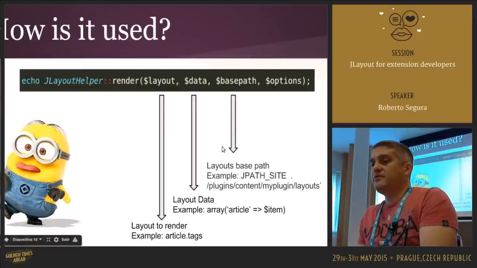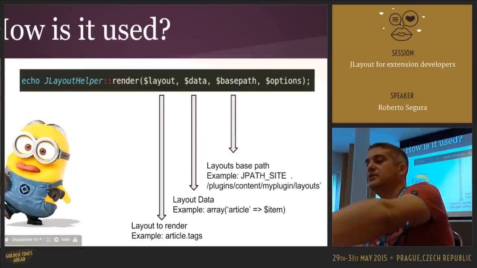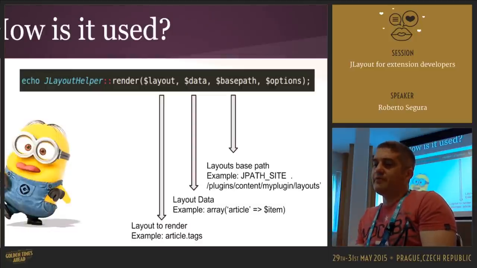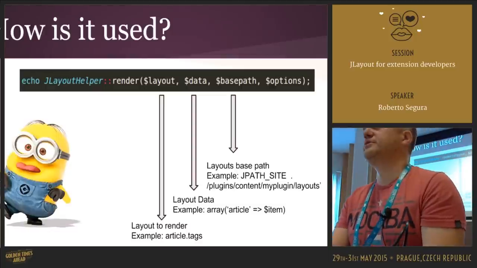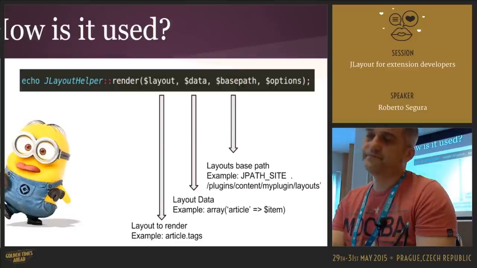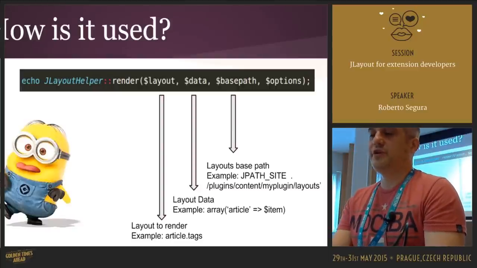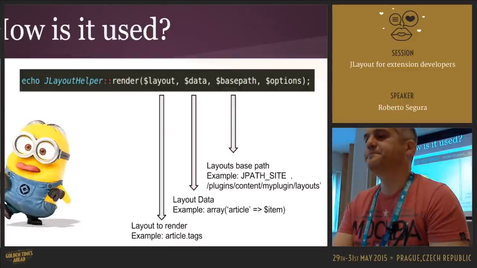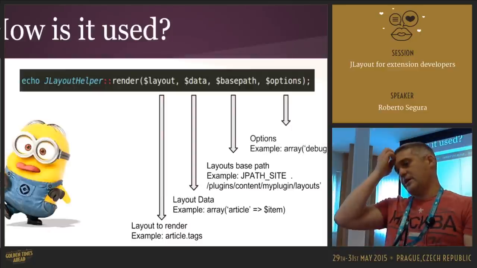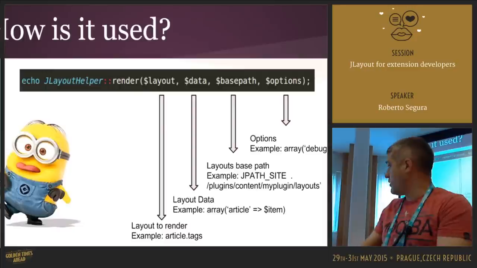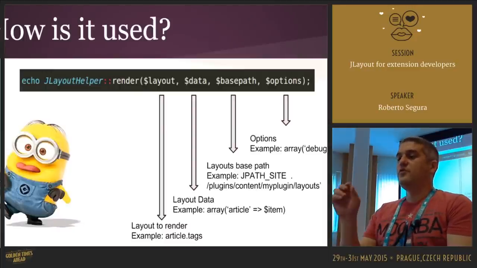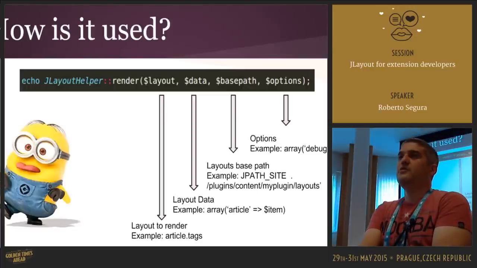This is the base path that we have been talking about before. This base path won't be overridable at a template level, and it doesn't support arrays, for example, so we cannot really use it now. Mostly for plugins, or you can use it. And this is the options. This is the book one, but there are also options for component. You can specify which component will be searched for layouts.